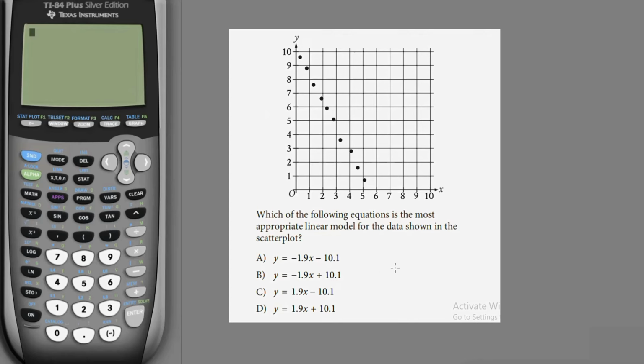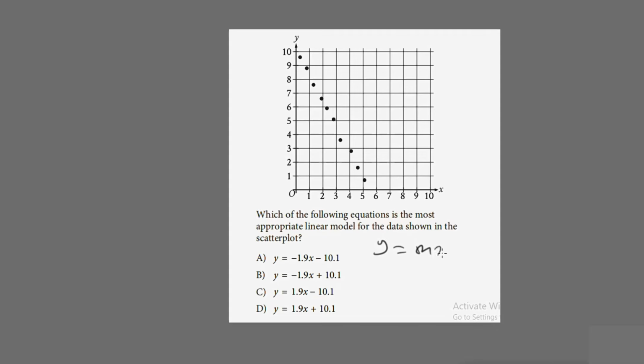Okay, so when looking at this question, to eliminate the options that won't be the answer, let me show you something. Let me write something here before we begin to graph this on the calculator. The formula for a straight line graph is y equals mx plus c. So this c is our y intercept, this is our independent variable, this is our slope, and this is our dependent variable, right?